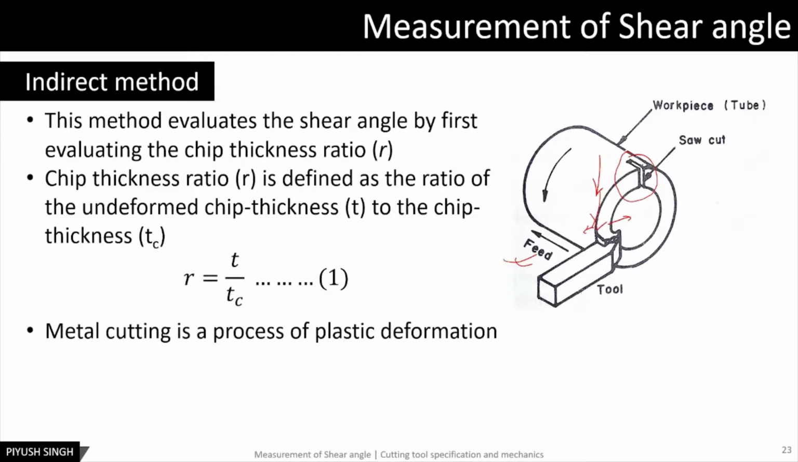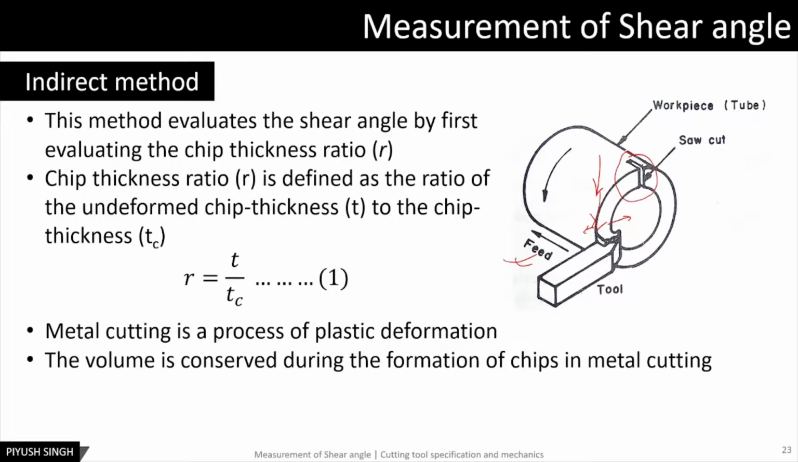Now metal cutting is a process of plastic deformation. We discussed this in the first lecture itself of this module. So the volume is conserved during the formation of chips. There is no destruction of material. Whatever material we remove from the workpiece gets deformed and takes a different shape. So the volume is conserved, isn't it?